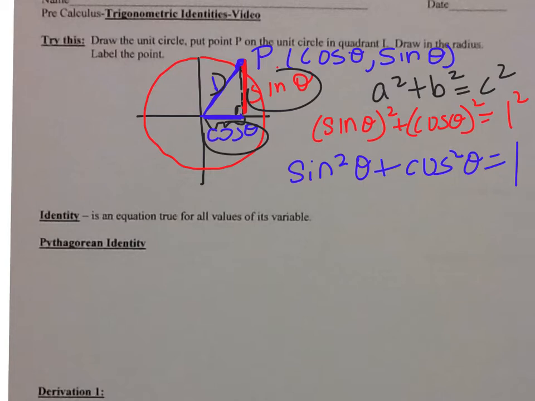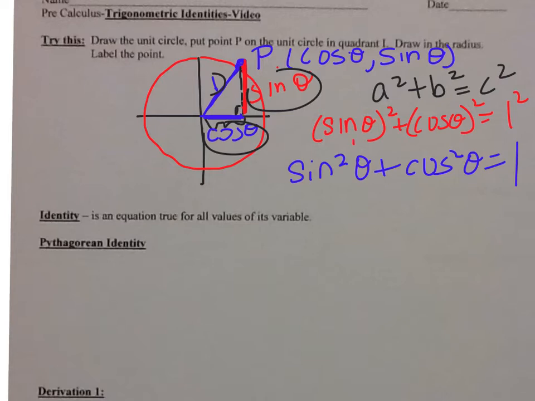That is called the Pythagorean identity. And what an identity is, it's an equation that is true for all values of its variable. So I could plug in any value for theta, and when I do sine of the angle squared plus cosine of the angle squared, I will always get 1. All right, so let's write down the Pythagorean identities.